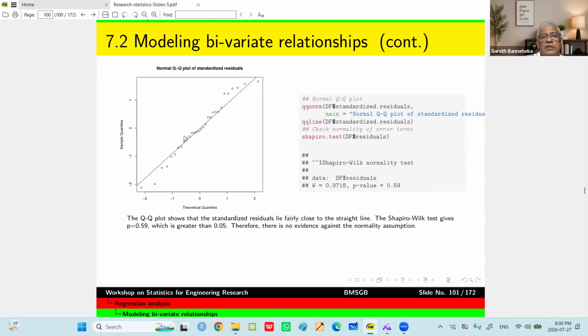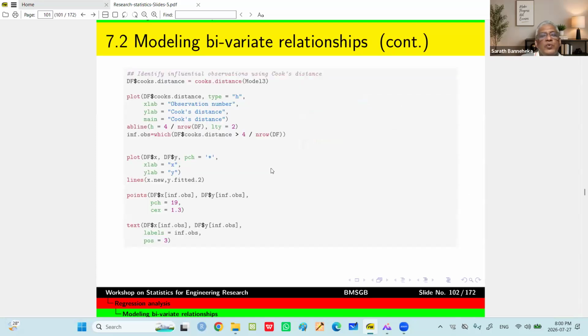So from the graphical method as well as a formal normality test, both of these methods, we decide that the residuals are normally distributed, and thereby we infer that errors are also normally distributed. Therefore, that assumption is satisfied. Okay.